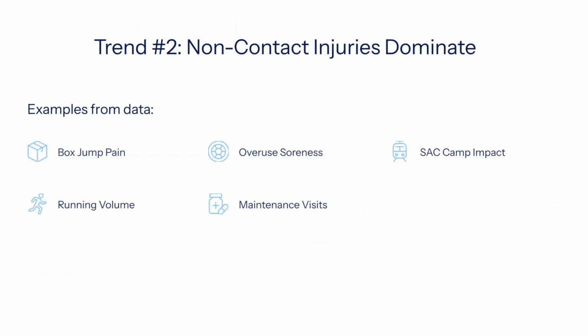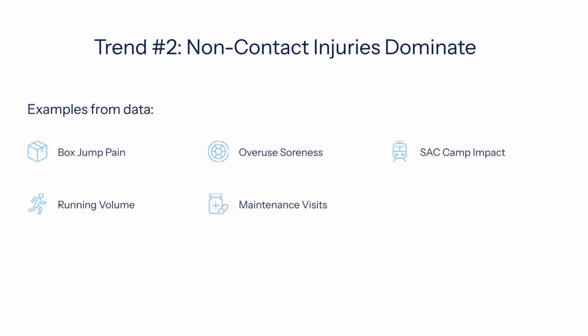The second trend I found was a lot of the injuries were non-contact injuries. Examples from the data, some of the athletes had box jump pain. From their off season, they are in the weight room and they do a lot of box jumps. Overuse or soreness, just them being sore, they're doing a lot of working out, and then also they're just putting their body through a lot more than they're used to.